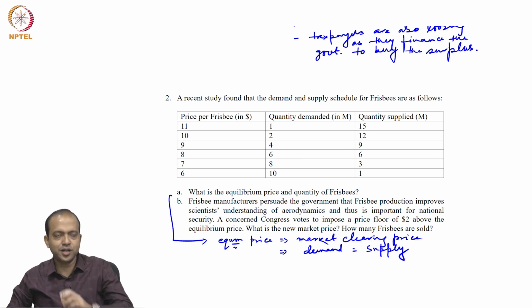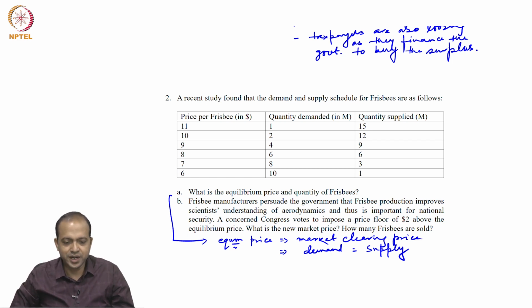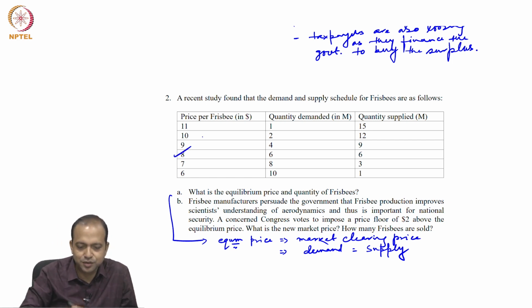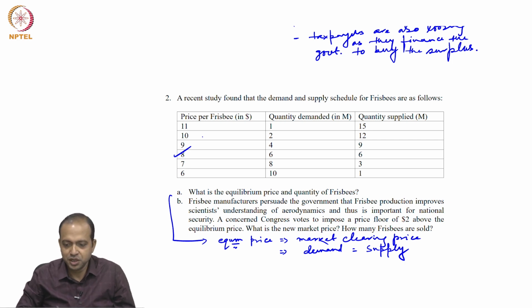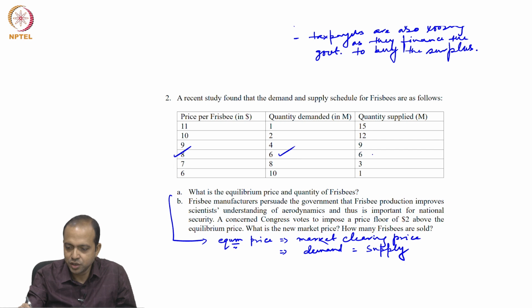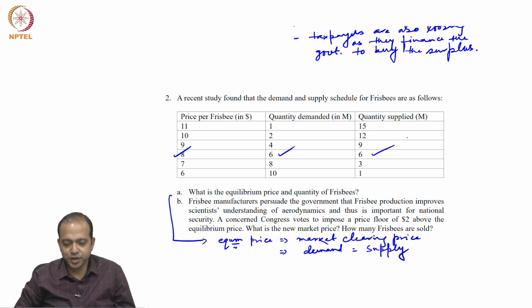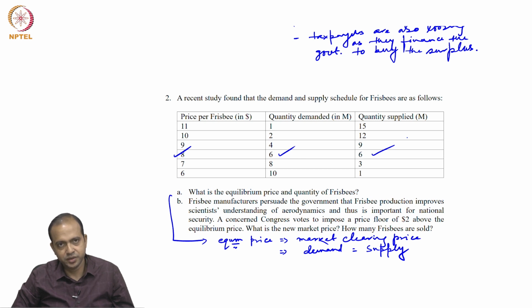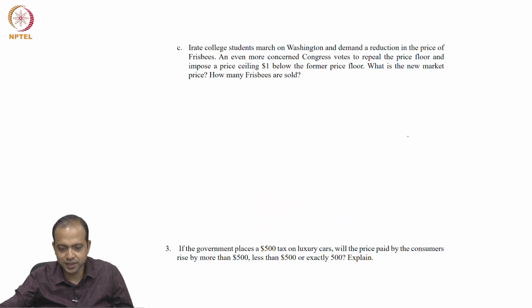If you look at the schedule, you can easily understand that when the price is $8 per Frisbee, quantity demanded is 6, quantity supplied is also 6. So, demand equals supply is achieved when the price per Frisbee is 8. So, the answer to the first question is that the equilibrium price is $8 per Frisbee and quantity demanded is 6, quantity supplied is also 6. We can easily understand.